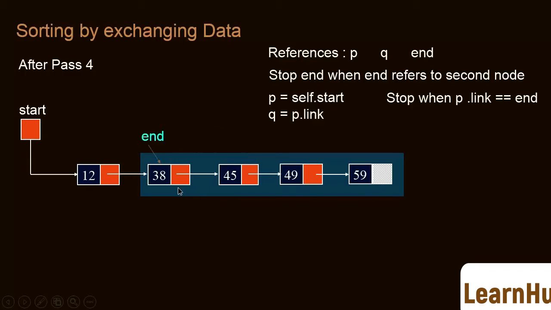Now end will refer to this node where P had stopped at the end of pass 4. So now end is referring to this second node. So this whole procedure will stop. And we can see that the whole list has become sorted. Now let's see the code for this.